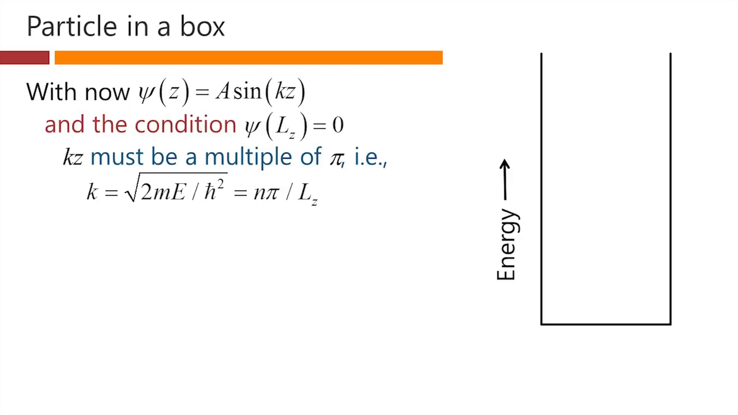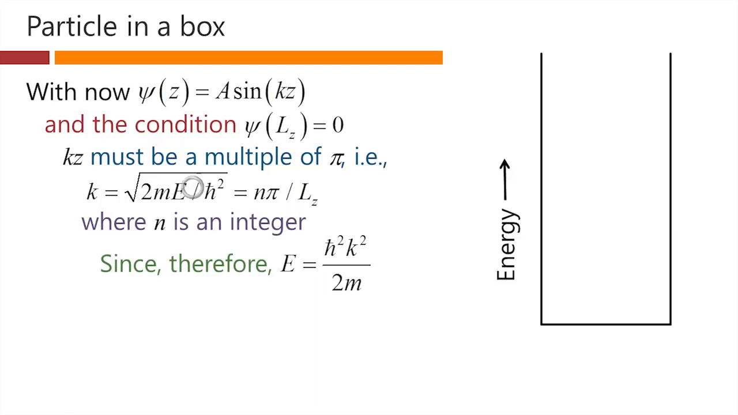That means that k times z has to be an integer multiple of pi, because that's what will give us sine of kz equal to 0. So k, which we know has to be the square root of 2mE over h bar squared, also has to be n times pi over Lz, so that k times Lz will be some multiple of pi. And n has to be an integer here, of course.